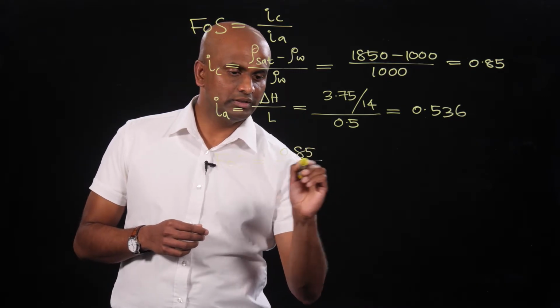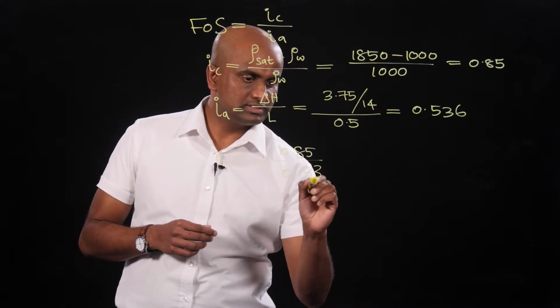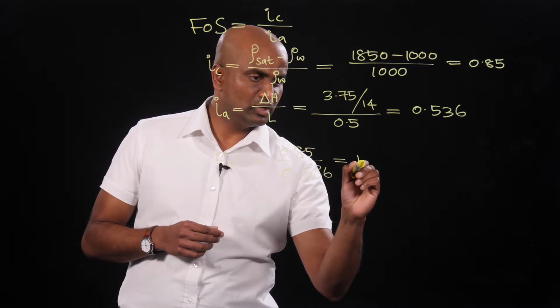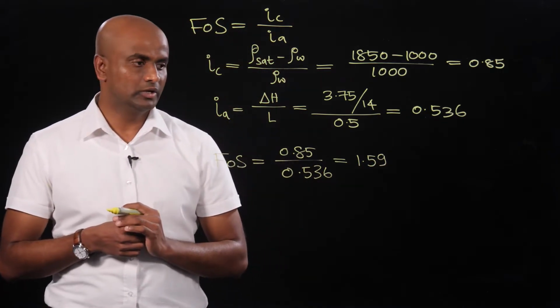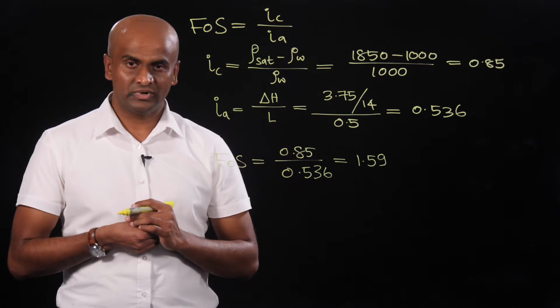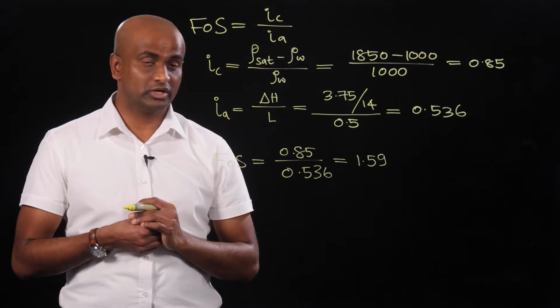Now you can calculate your factor of safety against a piping failure, which will be 0.85 divided by 0.536, which will be 1.59. So we are expecting at least about 1.5. So it satisfies the requirement. So that is the factor of safety against a piping failure or a quick condition.